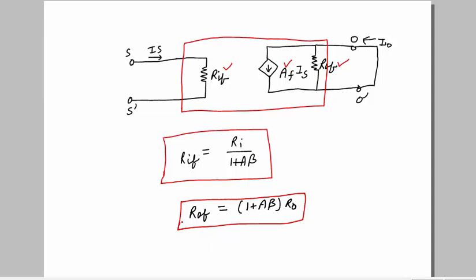Okay, so for the shunt series feedback amplifier or the feedback current amplifier, input resistance decreases and output resistance increases by the equal amount 1 plus A beta. Okay, so with this all the 4 is completed. Now we are going to have the summary and conclusion. Okay, so what summary we can have?